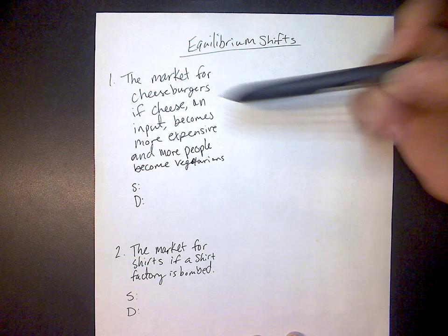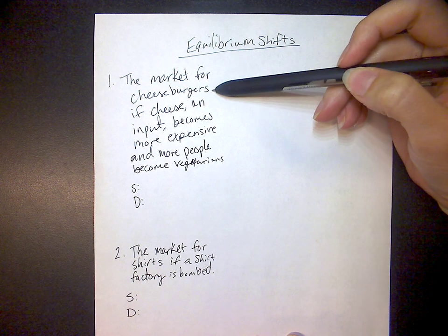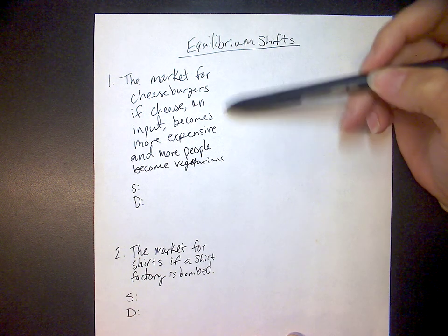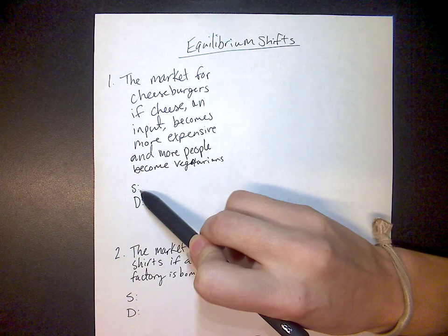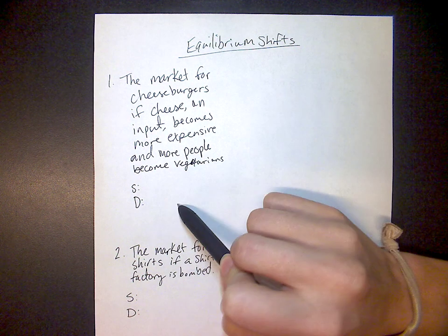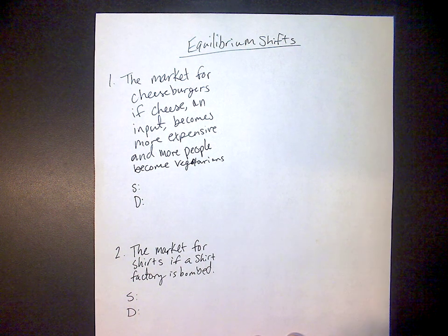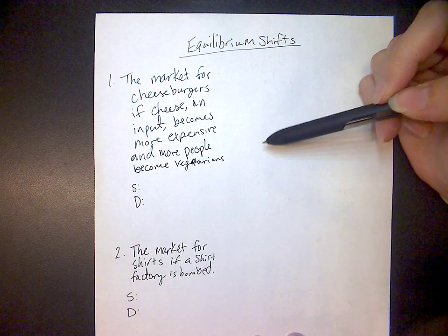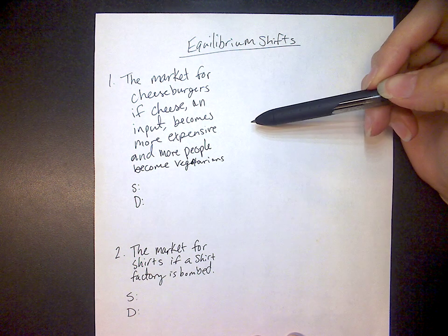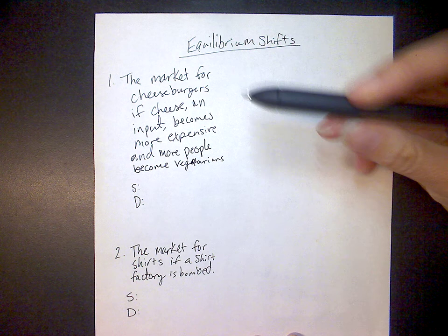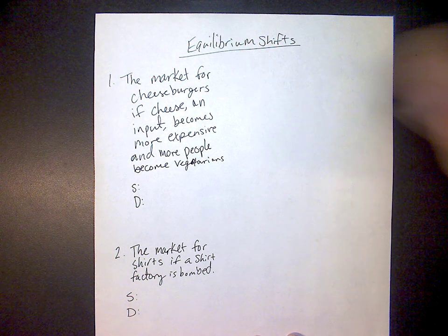Okay, so the first thing we'll do is read the story carefully and identify any shifters if we find them. So I like writing S and D and then have a space where I can write each shifter as I find them. In these stories, there might be a supply shifter and a demand shifter. There might be just a supply shifter or just a demand shifter. So read the story carefully and see if you can identify shifters.